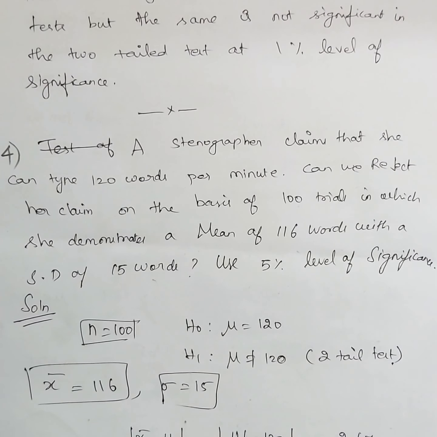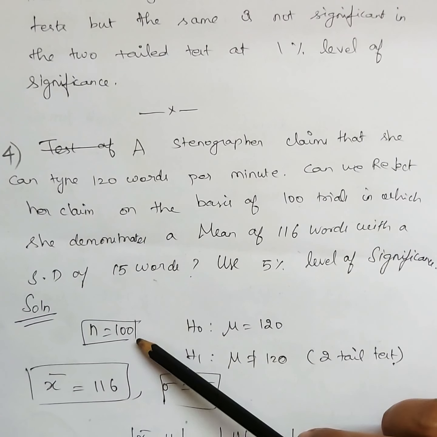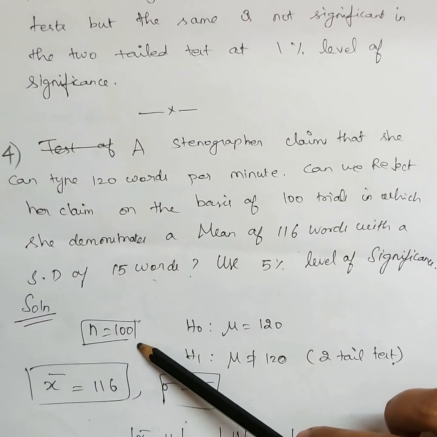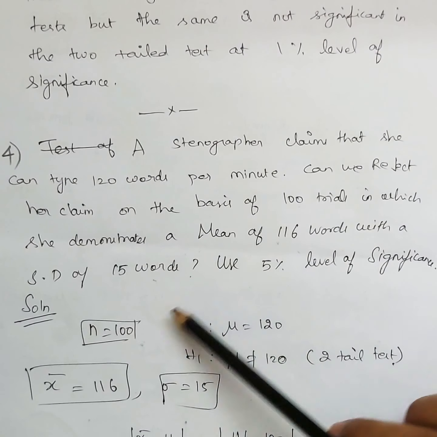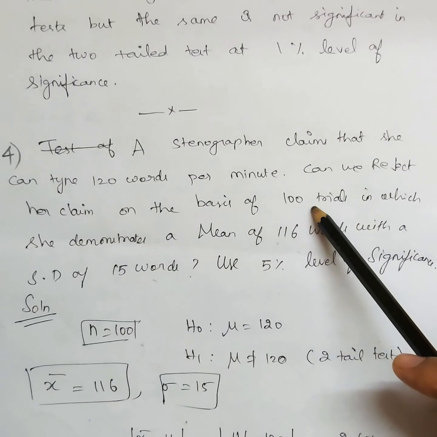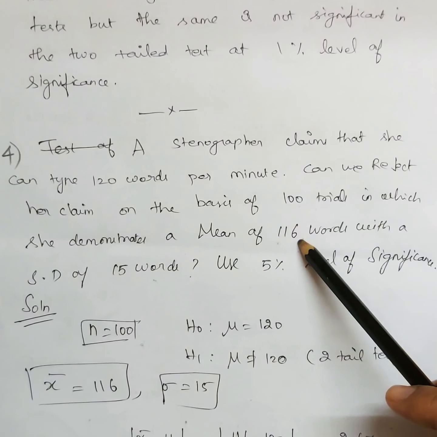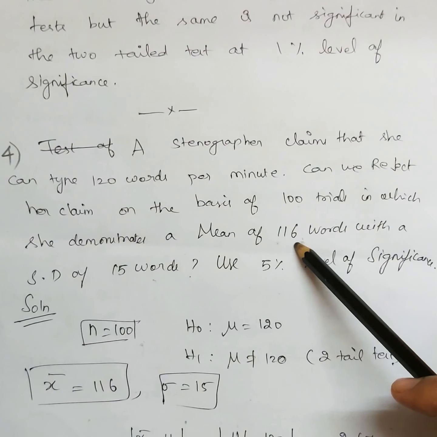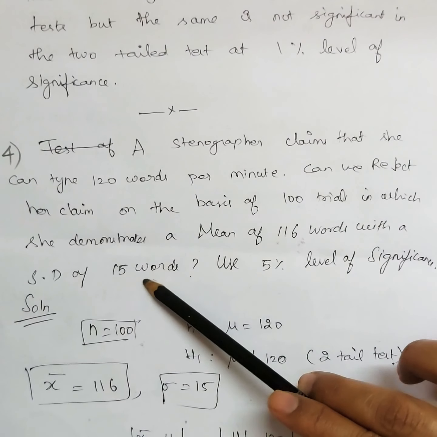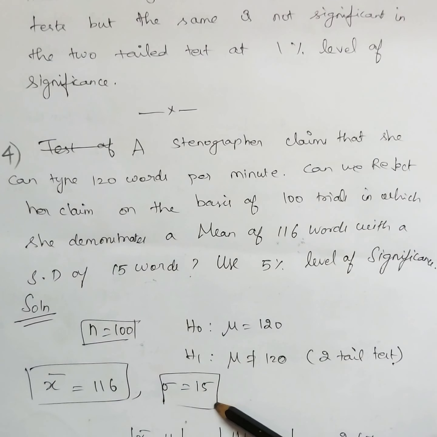Think for a second. Now, given data you can write easily. n is 100. x bar is the mean for those particular set of values, 100 trials, so we will write this as x bar. The other one we will write as mu. So x bar is 116. Standard deviation sigma is 15. You will write these three happily.